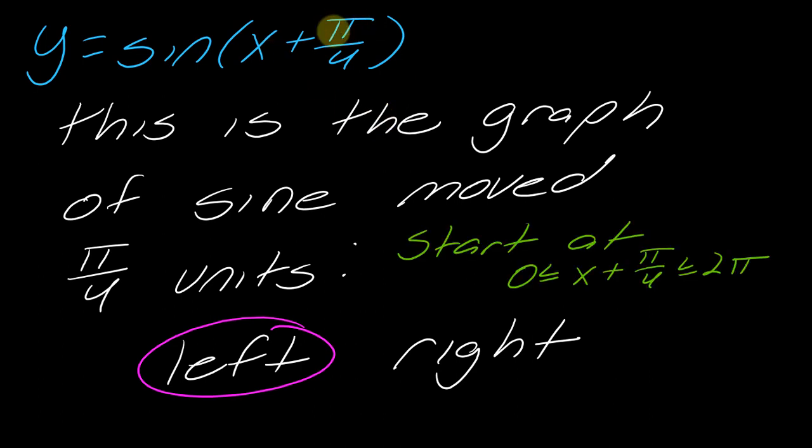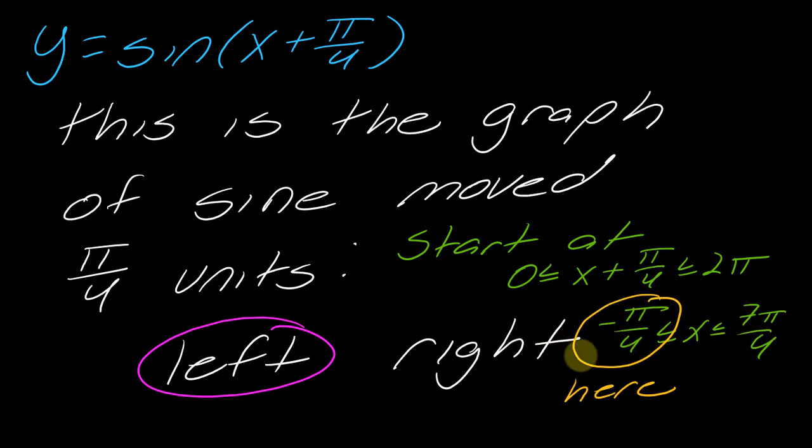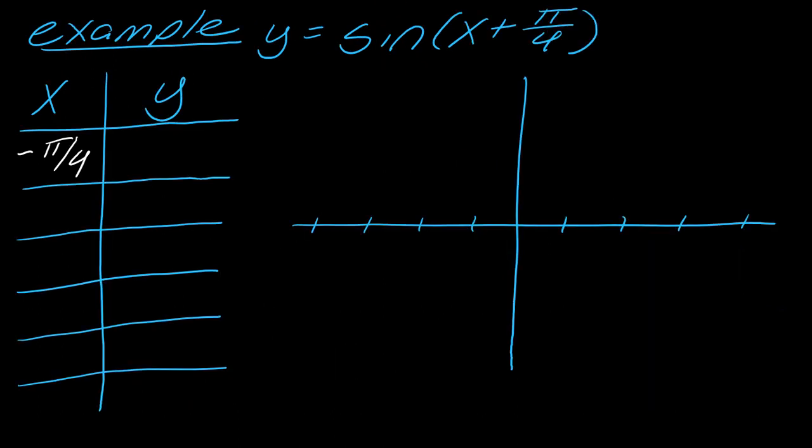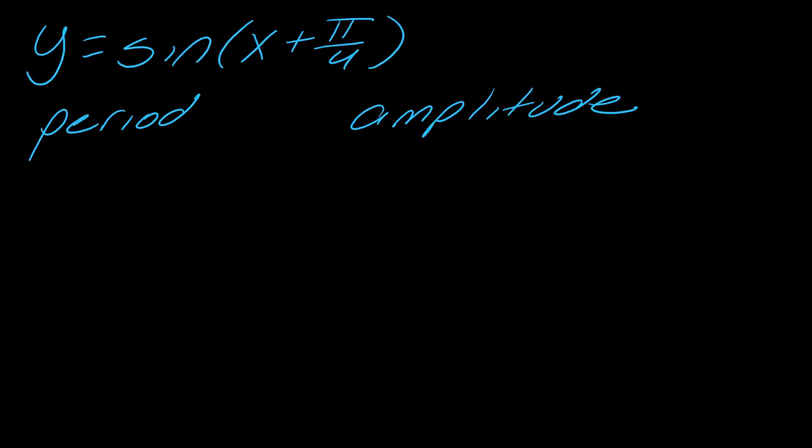So if I wanted to figure out where I start, I just take this inside part, I just subtract off the pi over 4 from all sides. So I would start here at negative pi over 4. So the first thing that you do with this information is this is where you start your table, okay? That's very important because you're no longer starting at 0, so you have to figure out where you start.